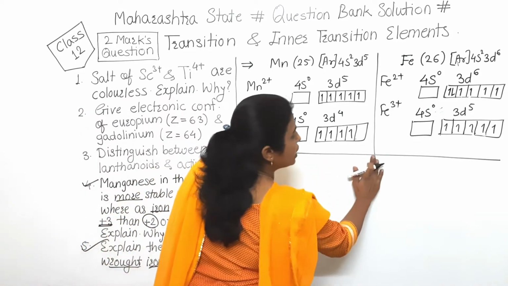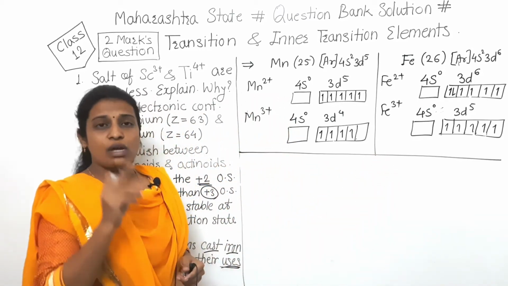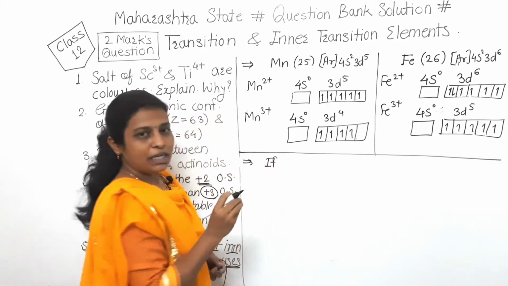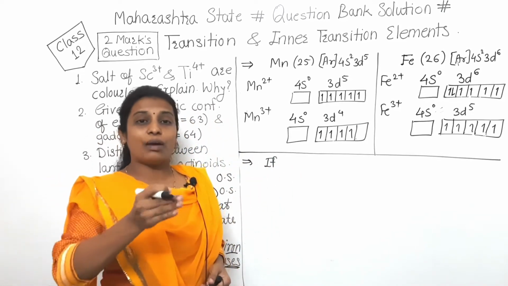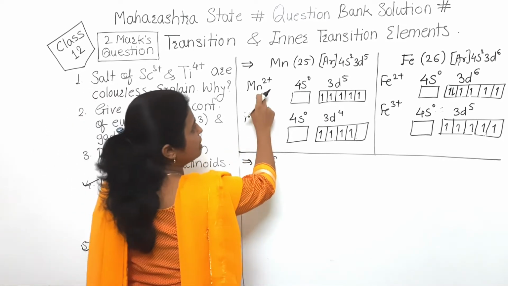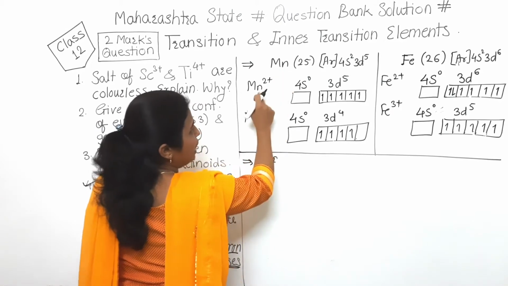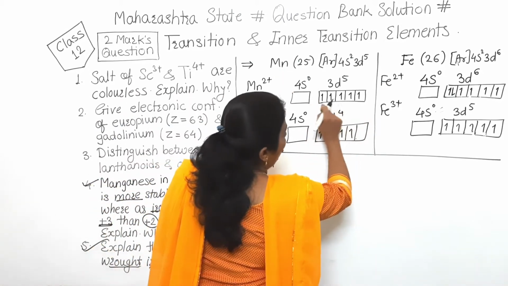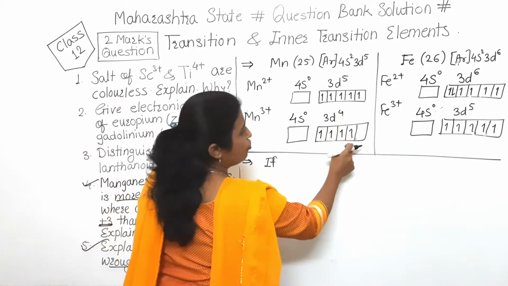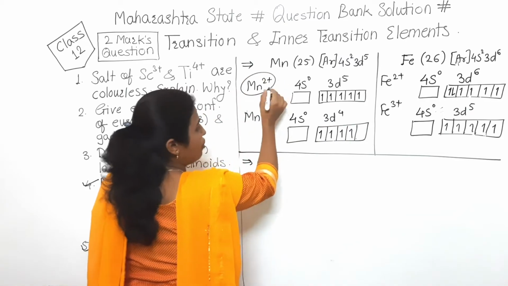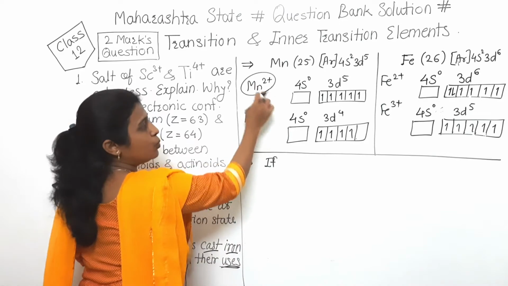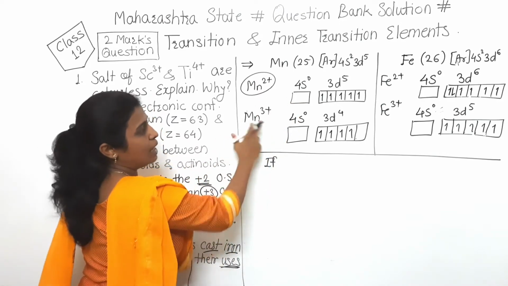So as we have drawn that electronic configuration, one important thing we can observe is that if any orbital is completely filled or completely half filled, it is more stable. According to that concept, in the case of Mn2+, each orbital of the 3d subshell carries 1 electron, that is 5 electrons, while here it is 4. Mn2+ has a completely half filled 3d orbital. That's why Mn2+ is more stable than Mn3+.